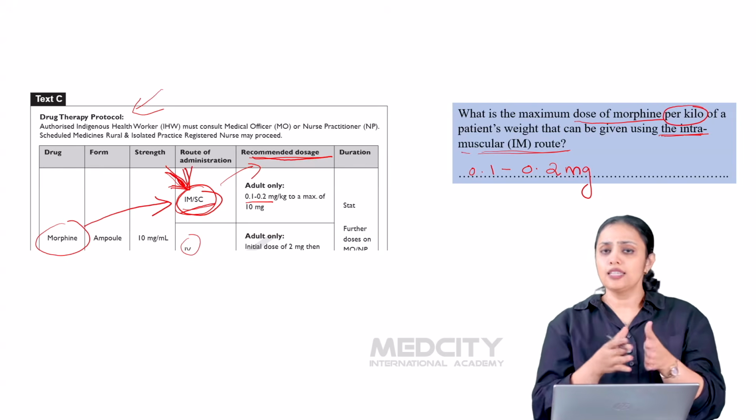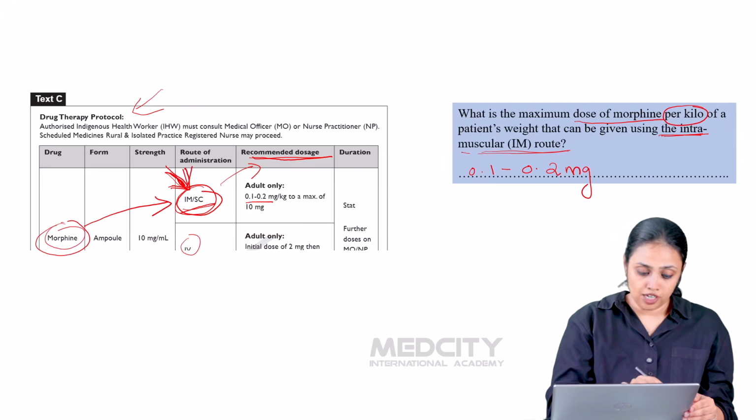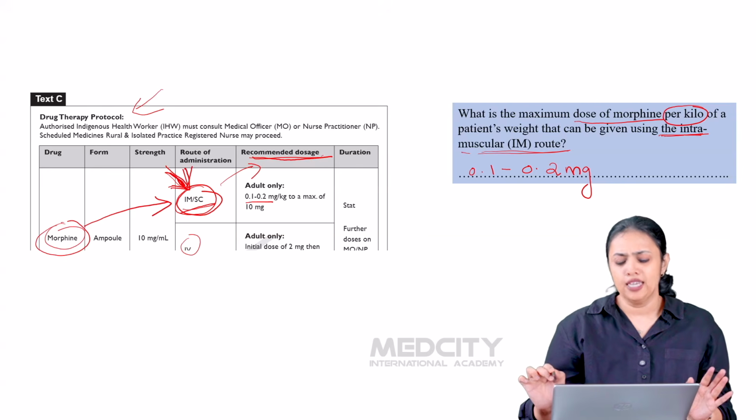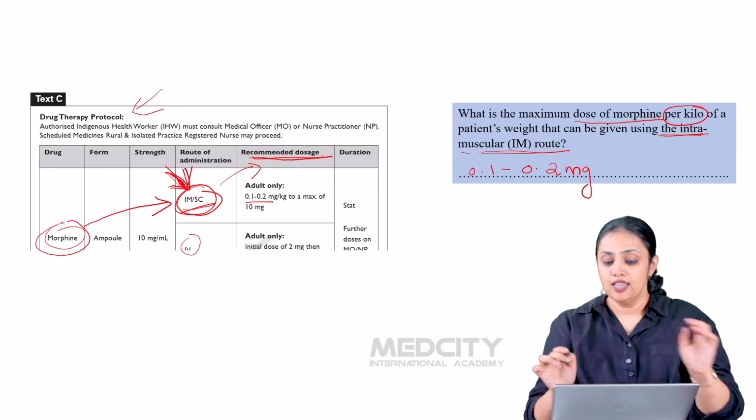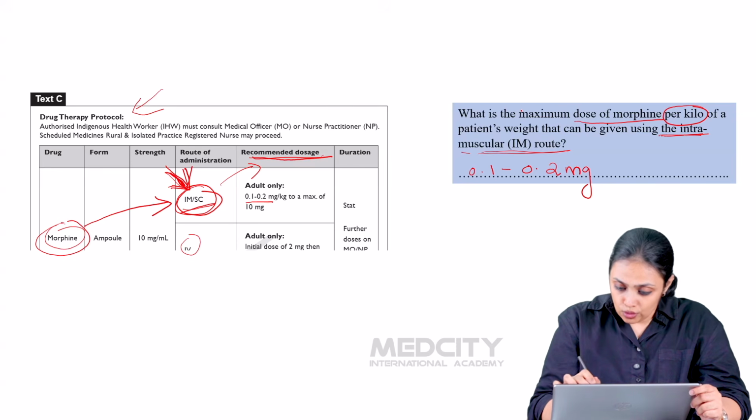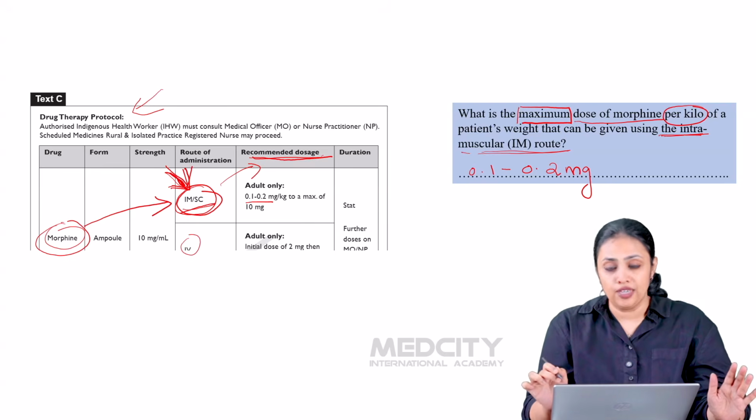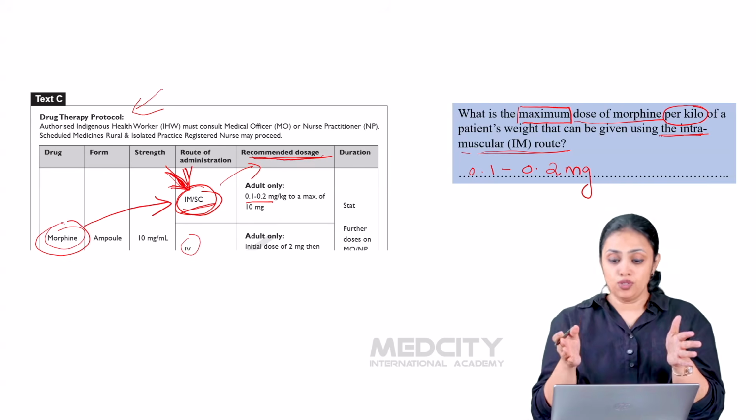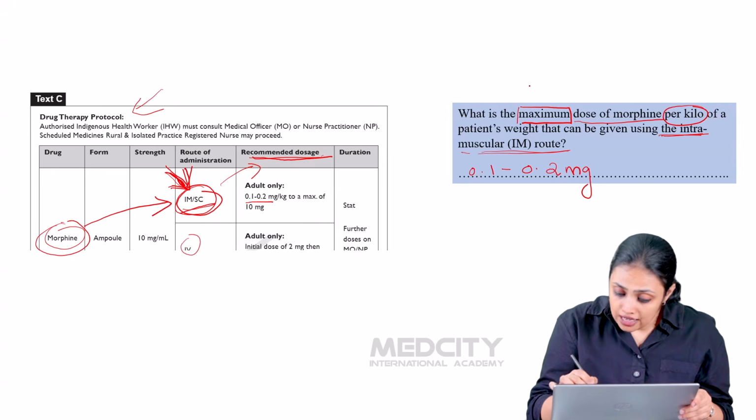Now they would think that they have rightly identified. They have first chosen the right medication, morphine, then the right route, intramuscular, and they have selected the dosage appropriately. Now is there something lacking in this answer? Of course yes. You failed to identify the keyword maximum. What is the maximum dose of morphine? They've not asked about the recommended dose. In that recommended dose, what is the maximum limit? That is what is asked in the question.